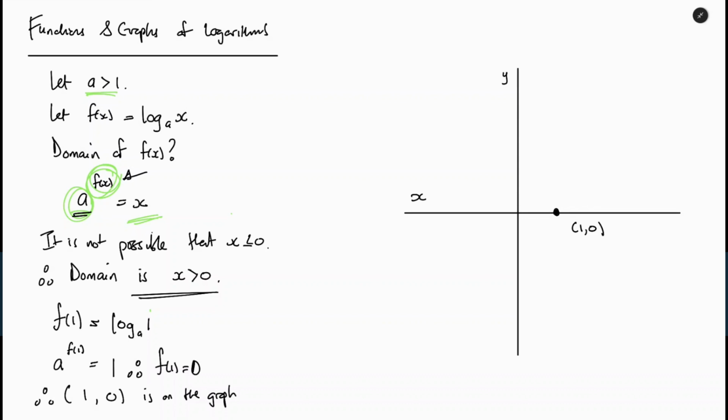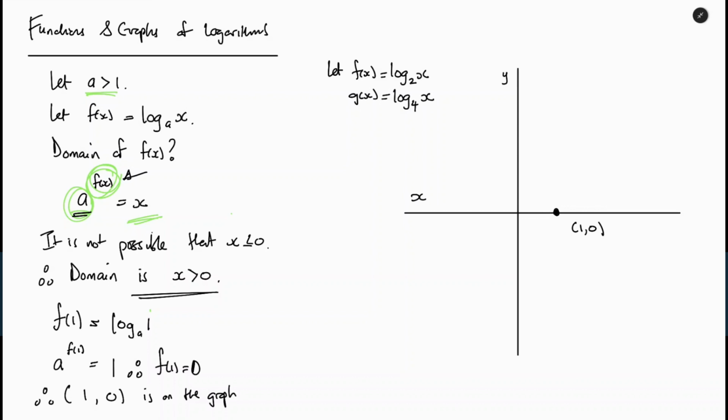Now to fill in the rest of the shape of this graph, I'm going to consider two specific examples. I'm going to let f of x equal log base 2 of x, so I'm letting a equal 2, and for g of x, I'm going to let a different base, log base 4 of x. Now, as I just determined, for both of these, f of 1 is equal to 0 and g of 1 is equal to 0. So we've got this point here, which is on the graph whichever the base is.